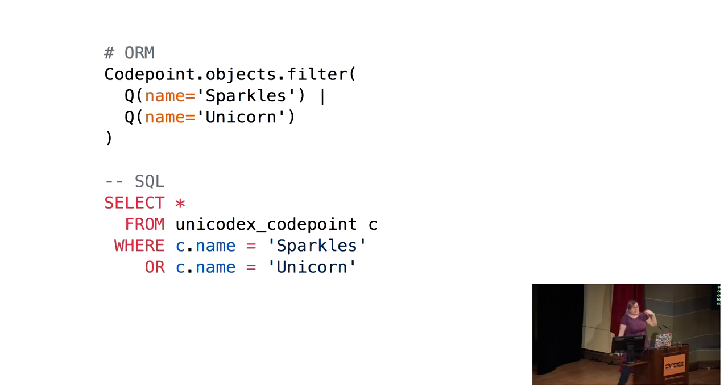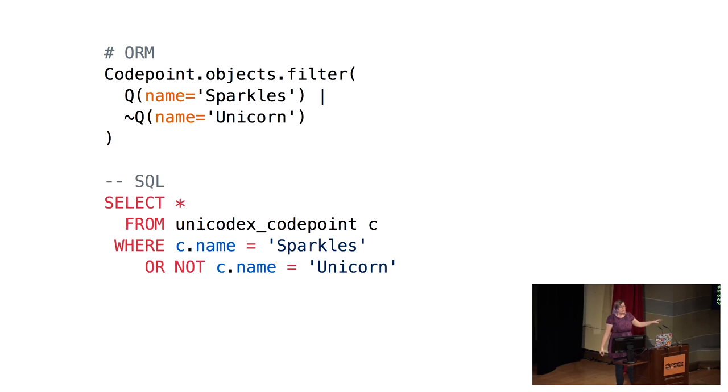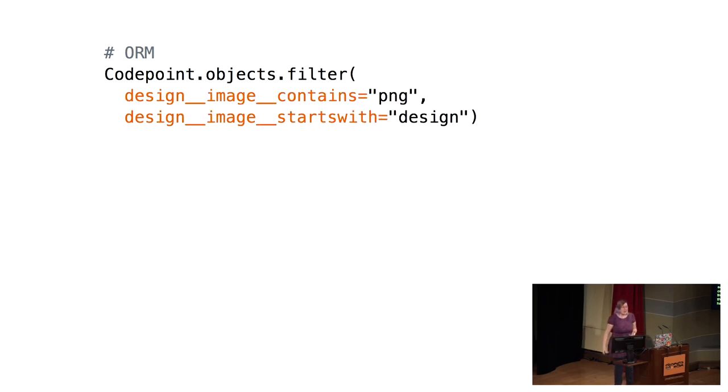So as well as AND and as well as OR, we can also do negation, which is really useful. So like before, we can just say, I want things that are sparkles or not unicorns. So I can put a tilde in front of my Q, and I can start building these really useful complex filters without having to remember how to do inner joins, which is really useful.